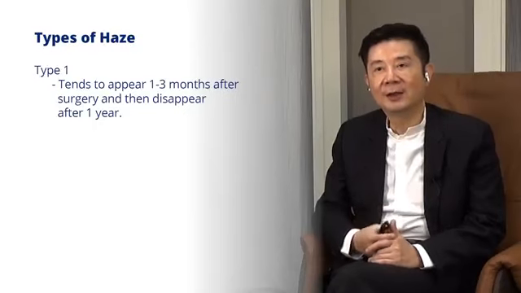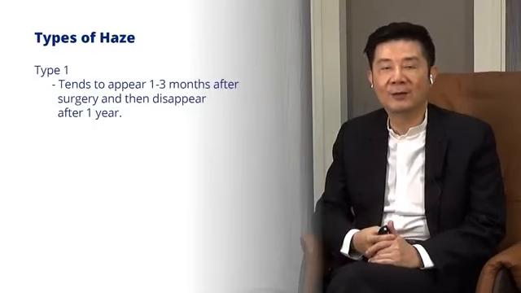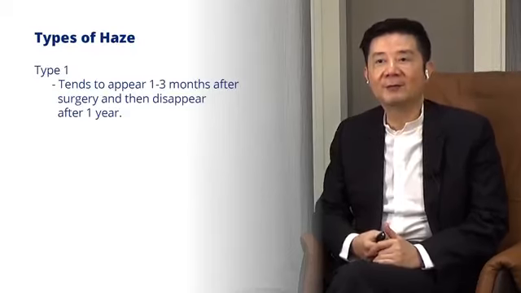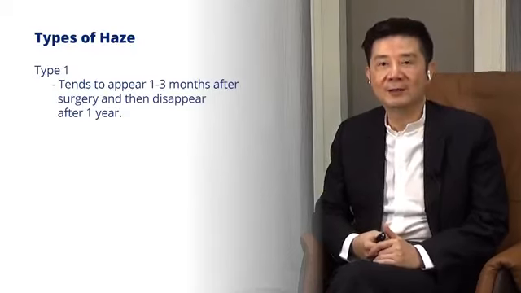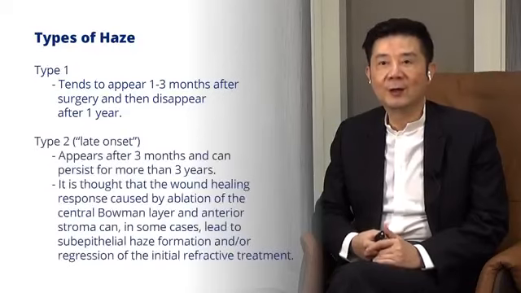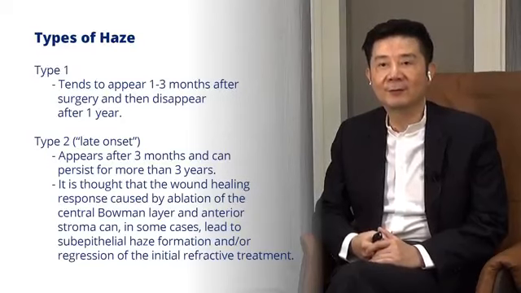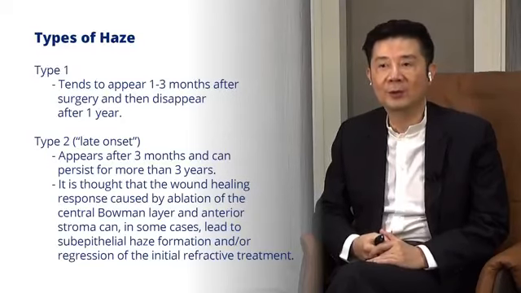Type 1 tends to appear 1 to 3 months after surgery, and then disappears after 3 months to 1 year. Type 2, also called late-onset corneal haze, appears after 3 months. It can persist for more than 1 to 3 years. Type 2 haze will induce regression of refraction, as well as delay haze recovery.